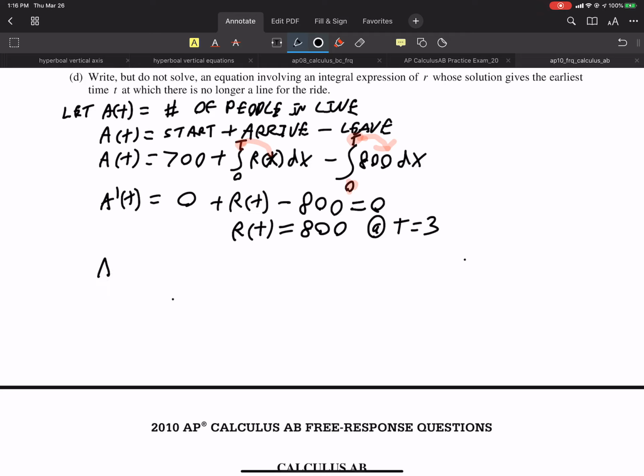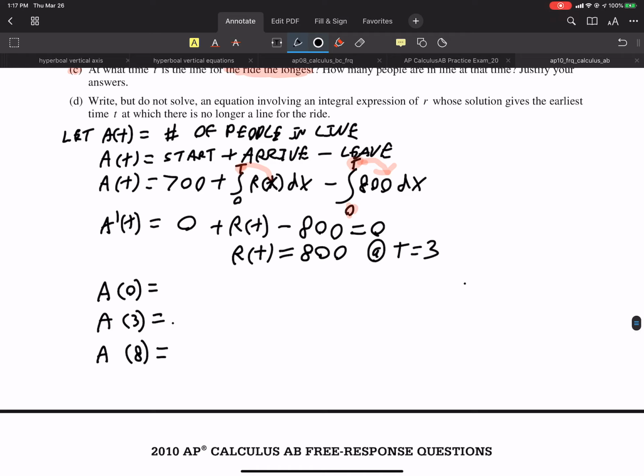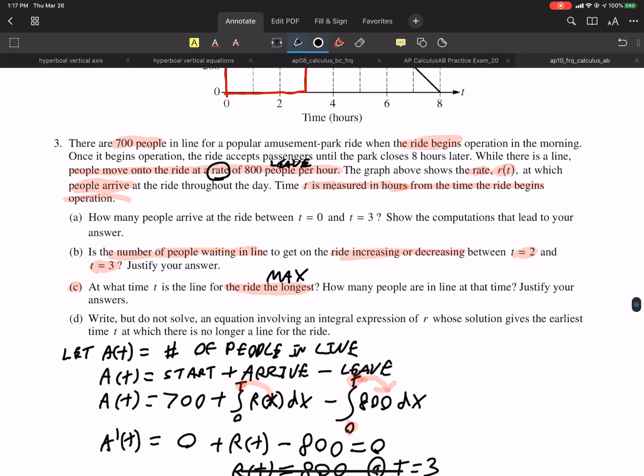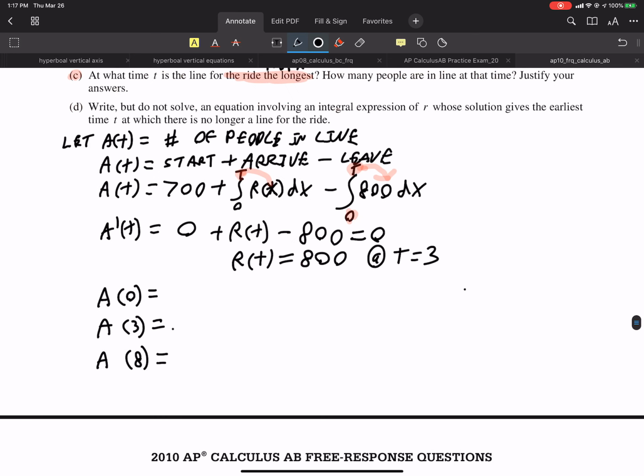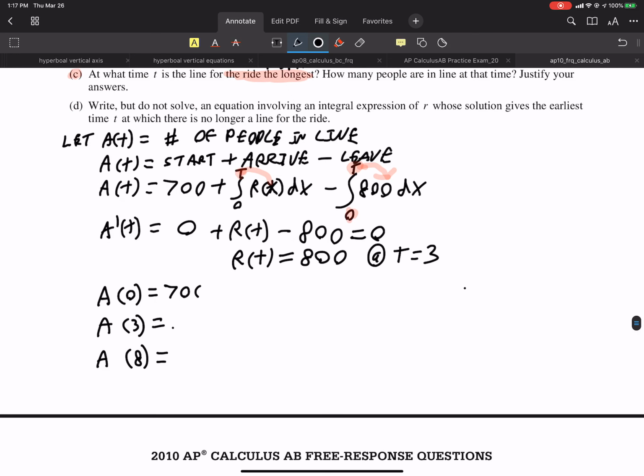So we need to find the amount of people at the beginning of the day, the amount of people at 3, and the amount of people at the end of the day, and see which one is the largest. And I'm actually going to show you another way to do this. It's probably a little bit easier. At 0, we remember that there were 700 people at the beginning. So I will put 700 at the beginning.